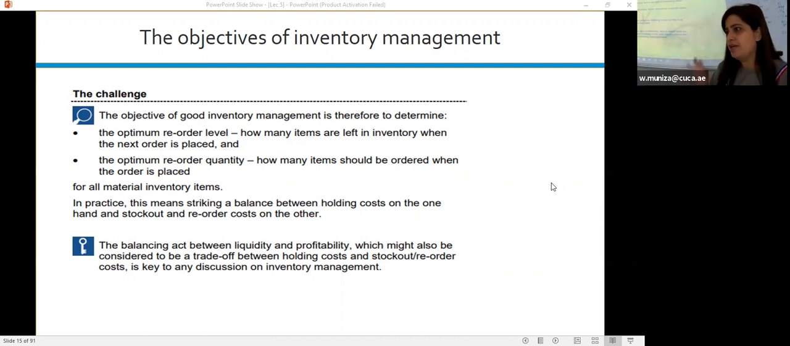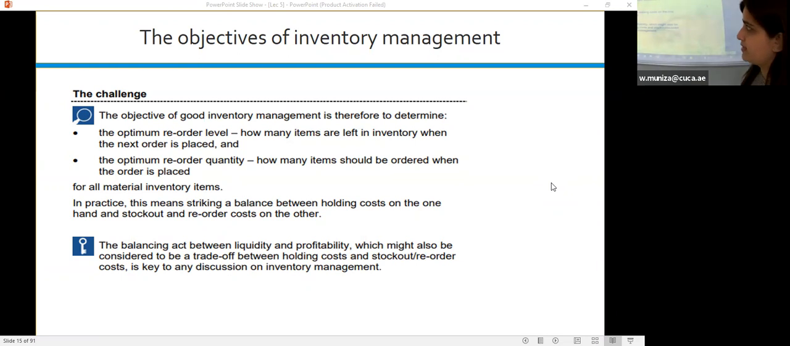Okay, how much inventory should be present in our warehouse at the time we need to place the reorder, the optimum reorder level, how many items are left in inventory when the next order is placed, and the optimum reorder quantity, how much quantity of the inventory we need to order, how many items should be ordered when the order is placed. For all material inventory items in practice, this means striking a balance between holding costs on the one hand and stock out and reorder costs on the other.